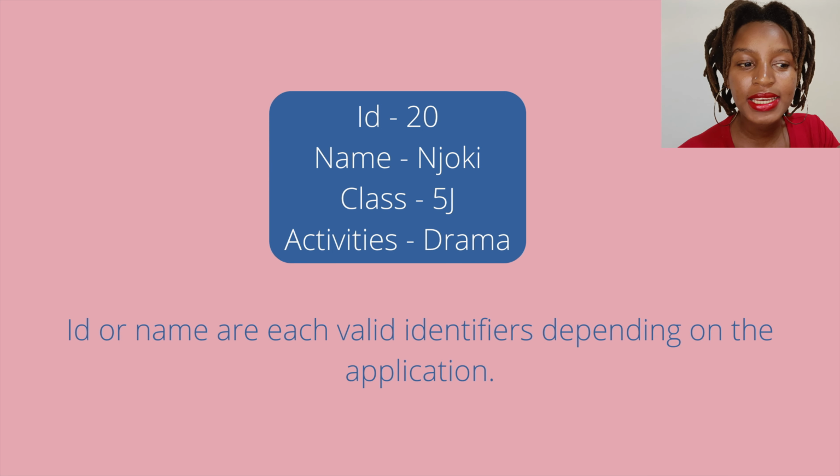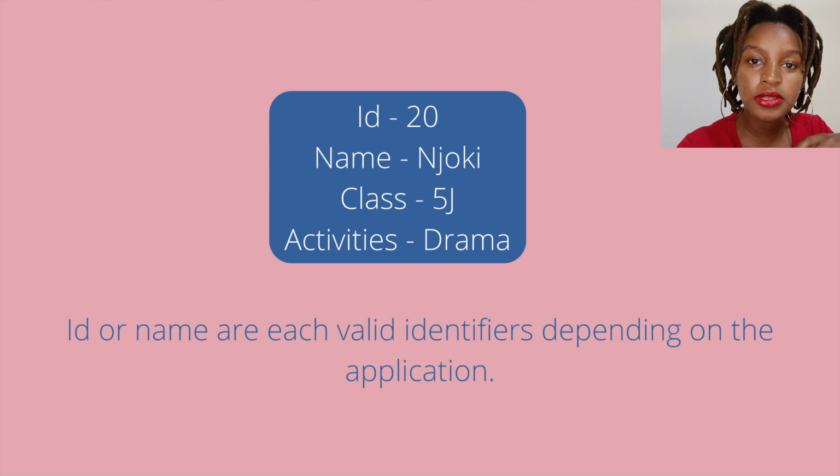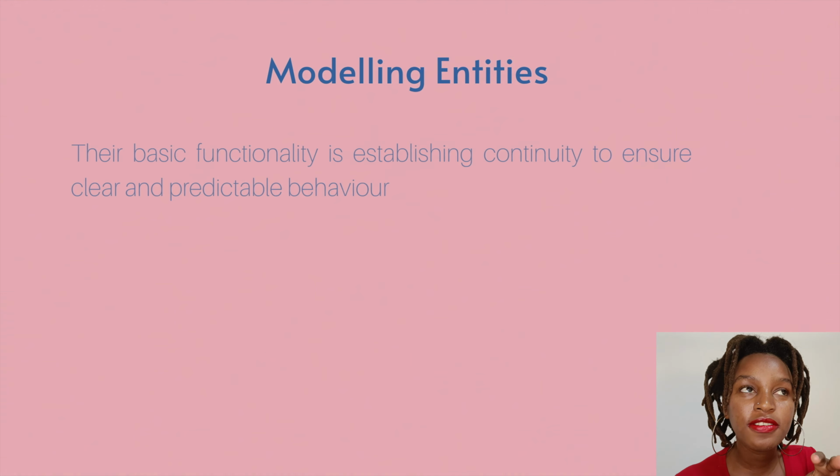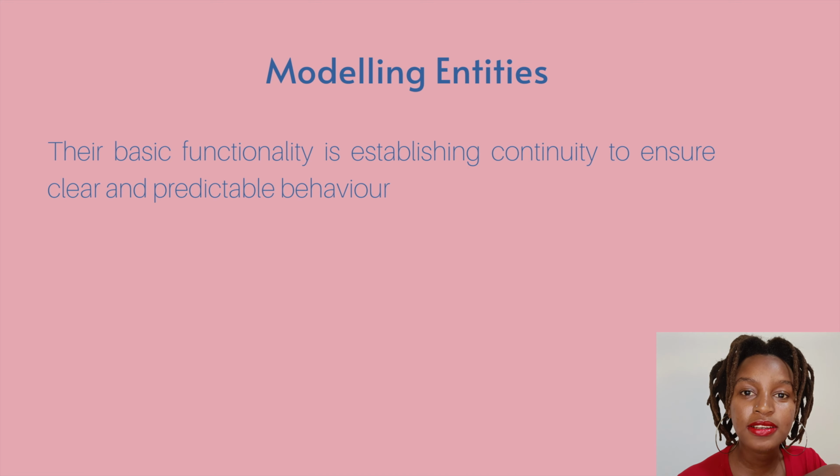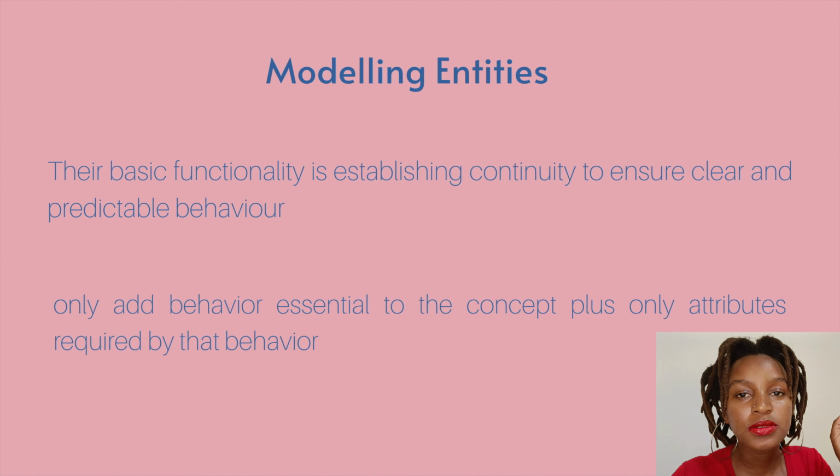So in our example here, ID or name are each valid, and you will pick which one works for you depending on the application. If you have a situation where name is very valid, as is unique enough, you won't have cases of having a different name in the same system, then you can use name in this case. Let's look at how to model entities effectively. The basic functionality is establishing continuity to ensure a clear and predictive behavior. That is one thing to note.